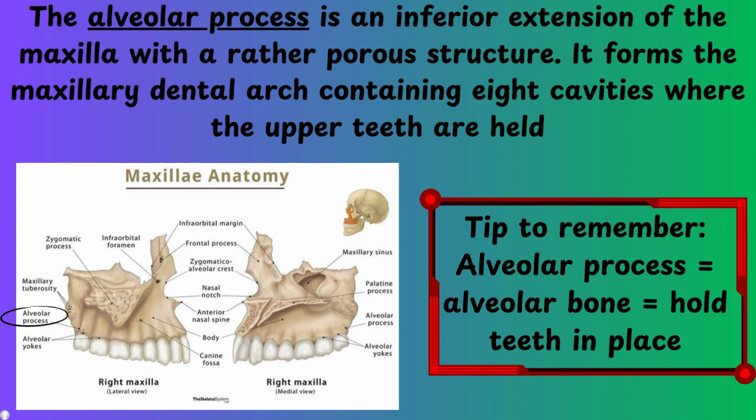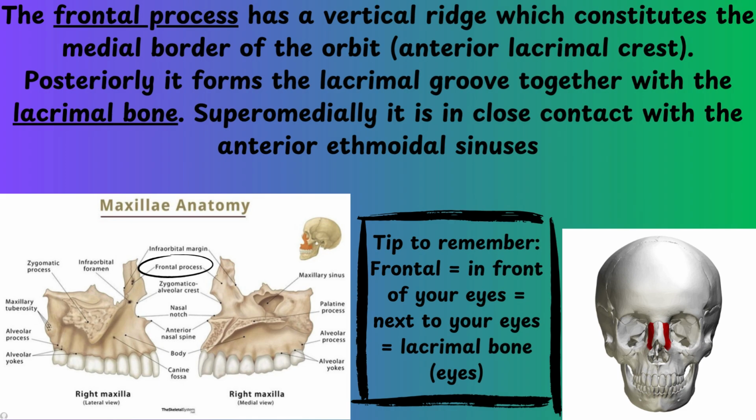The second process, which is located superior, not inferior, is the frontal process, which has a vertical ridge. As you can see in the picture, the red color is the ridge. This vertical ridge constitutes the medial border of the orbit. The anterior lacrimal crest is located anteriorly. Posteriorly, it forms the lacrimal groove, together with the lacrimal bone.